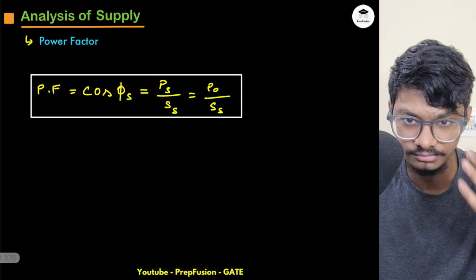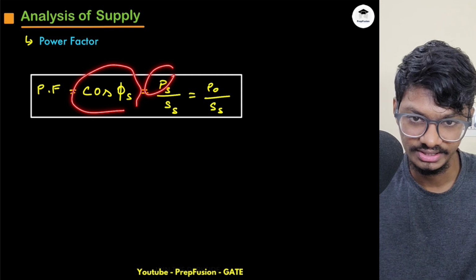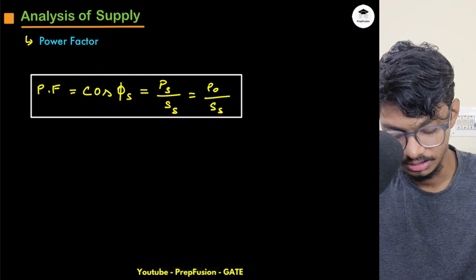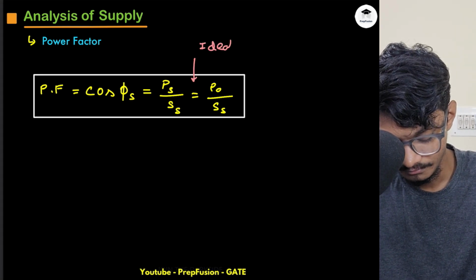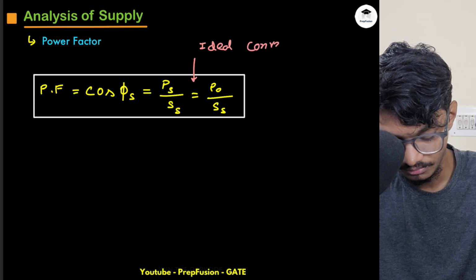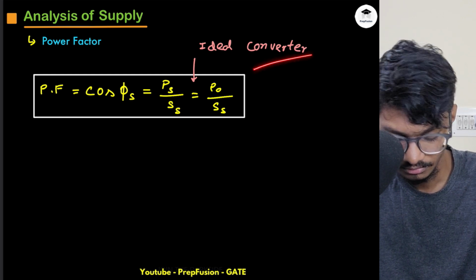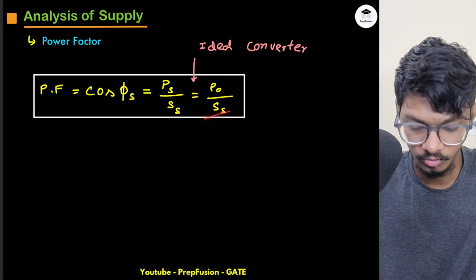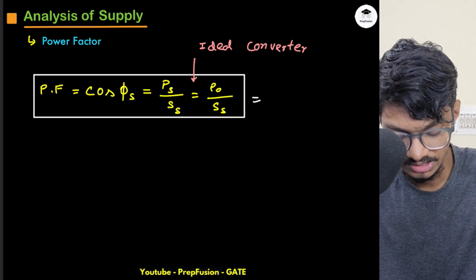Now what about the power factor? Power factor is equal to cos phi s, equal to PS by SS. If the converter is ideal, this is equal to supply power by apparent power of the supply, that means the ratio of output power and apparent power of the supply. So I can further simplify this.